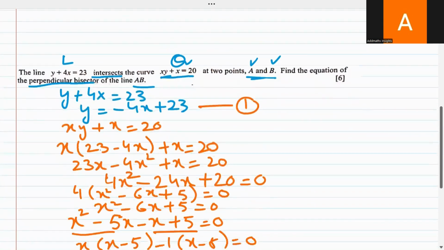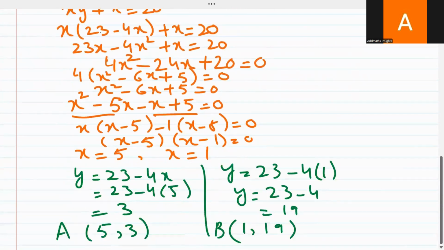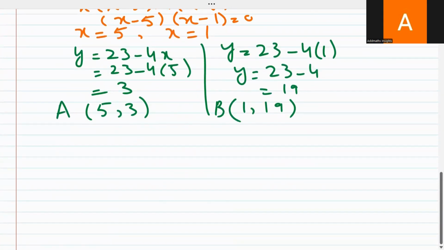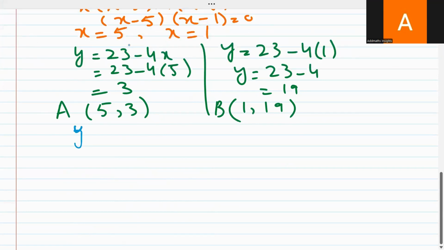find the equation of the perpendicular bisector of the line AB. Now you will learn to find the equation of the perpendicular bisector of a line. I think you all know the equation of a straight line. What is the equation of a straight line? The equation of a straight line is y equals mx plus c. So it means that to find the equation of a line, whether it's a perpendicular line or a parallel line, you need the gradient and the y-intercept.